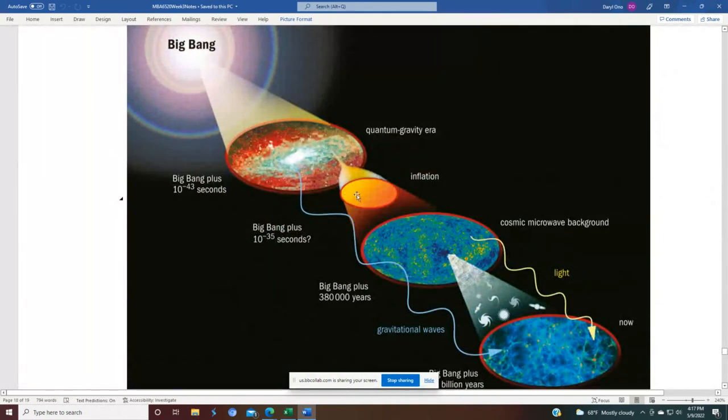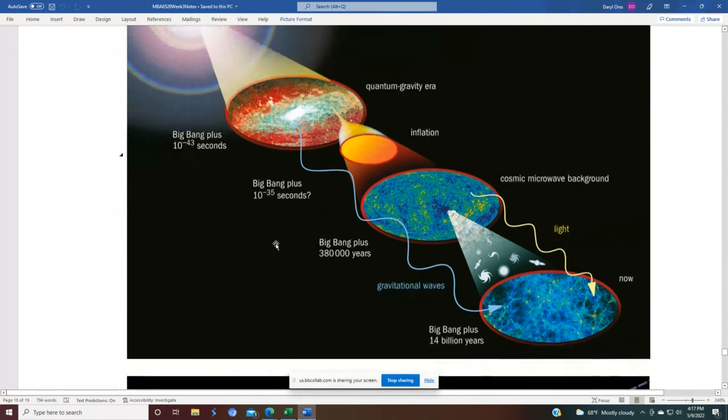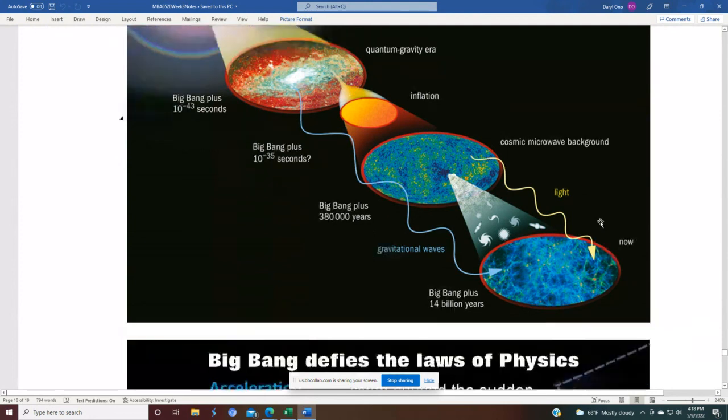Same one, same type, okay? So the Big Bang plus 10 to the minus 43 seconds, 10 to the minus 35 seconds. How they figure that out? I'm not sure, okay? And then all the way to 14 billion years after the Big Bang, and that's where we are now. And you could see here from about 380,000 to 14 billion years, this is where all the stars, planets, and the galaxies began to form.